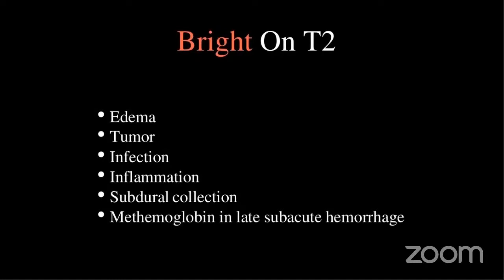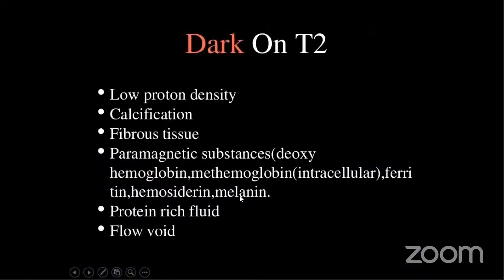Nothing but here your cytotoxic edema comes into the picture. That is the pathophysiology behind it. I'll talk about it in brief when I talk about the stroke pathophysiology. Okay, so edema, tumor, infection, inflammation, subdural collections, and late subacute hemorrhage, all these things are bright on T2, right? Whereas calcifications, fibrous tissues, paramagnetic substances, protein-rich fluid, and flow voids are all dark on T2. Just remember one list, that of T1, then the exact opposite you can write for T2.